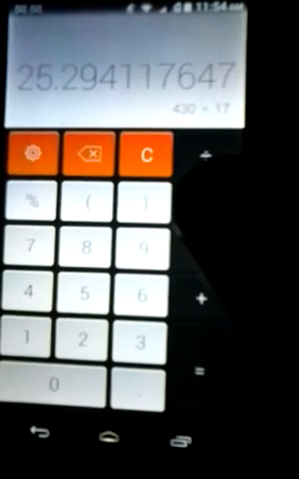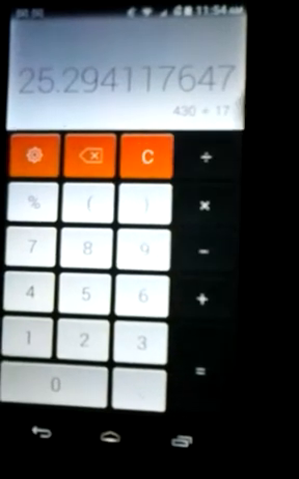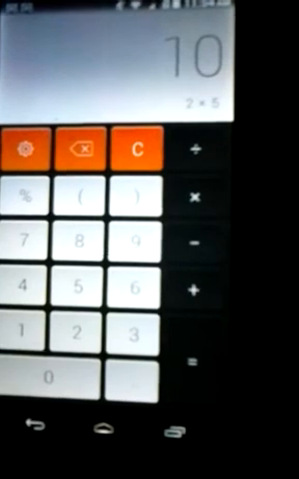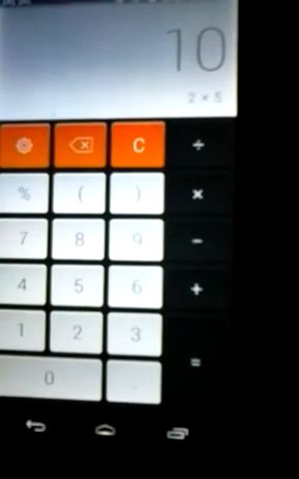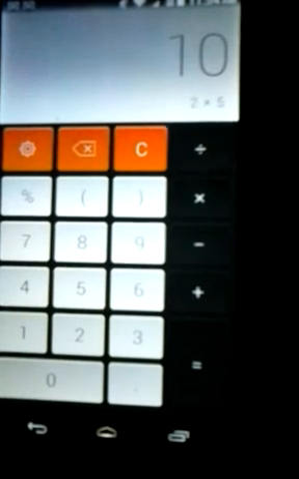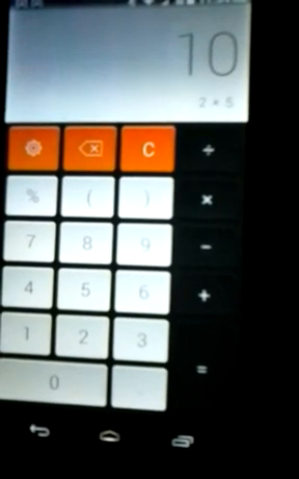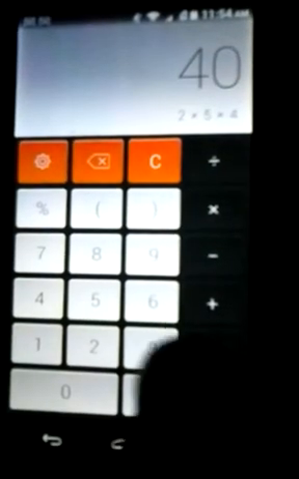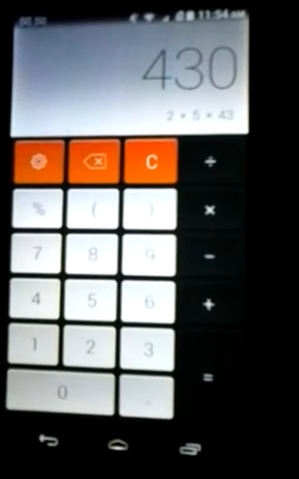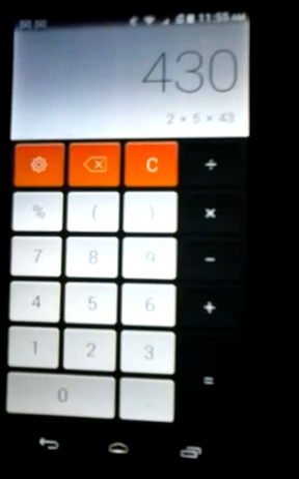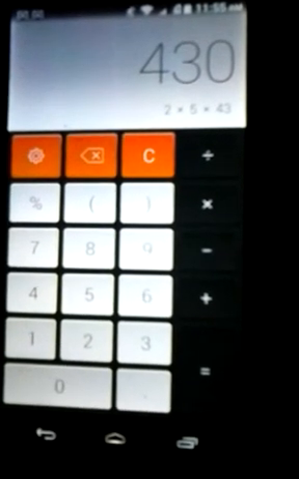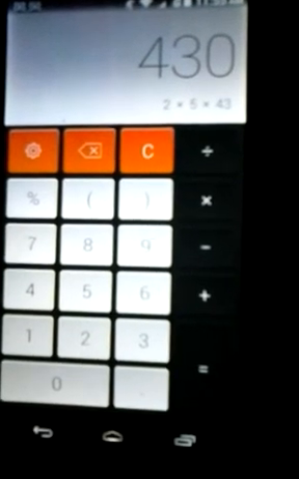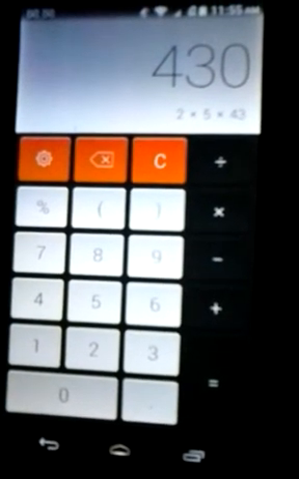Clearly, 2 times 5, which is 2015. That's the first and second prime number that make up the number 430, times 43. That is the factoring for the number 430.